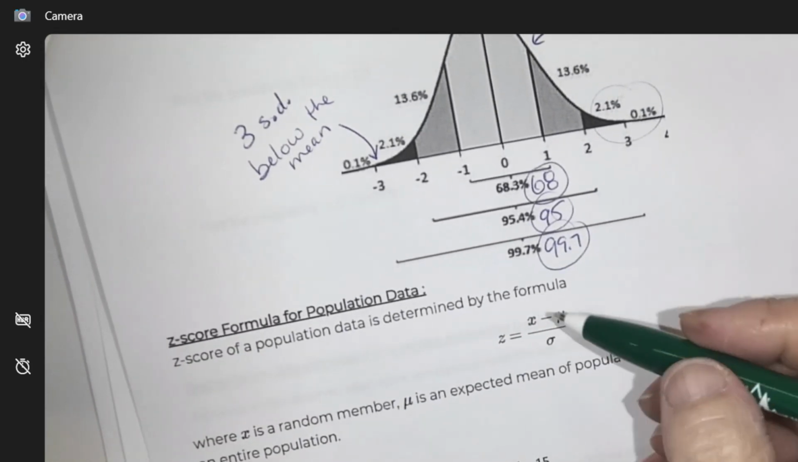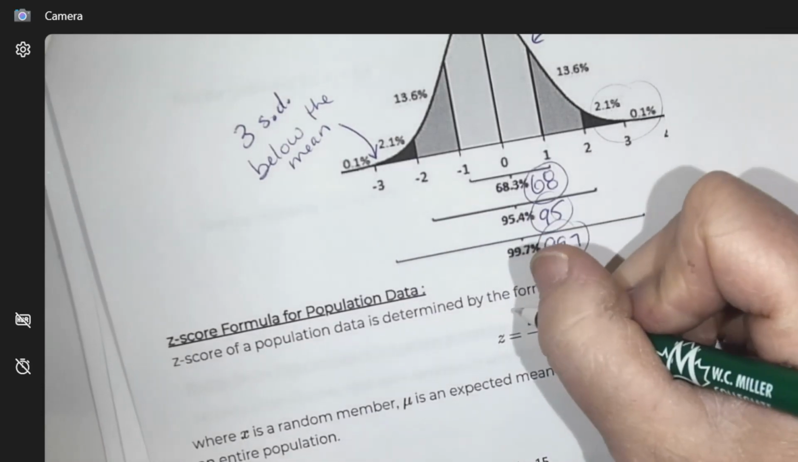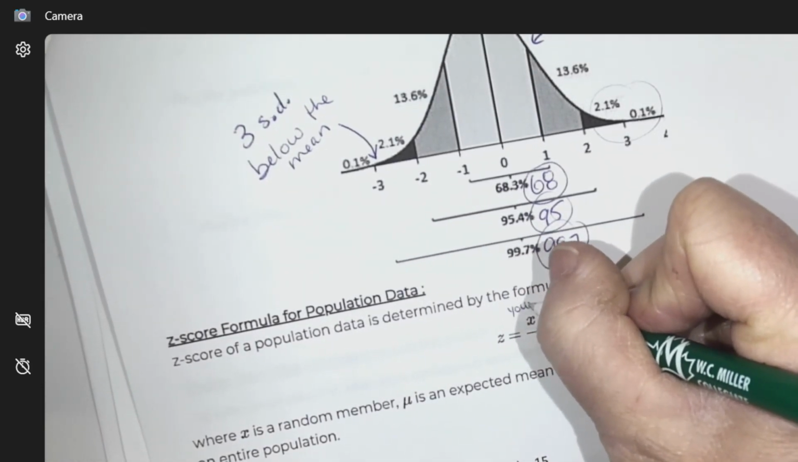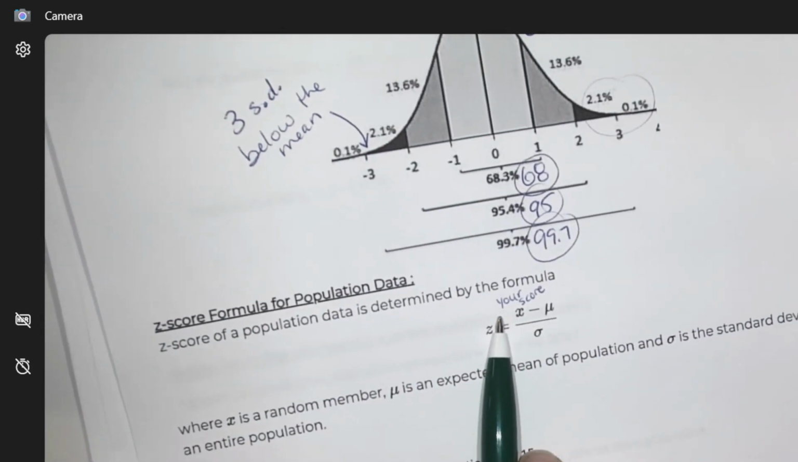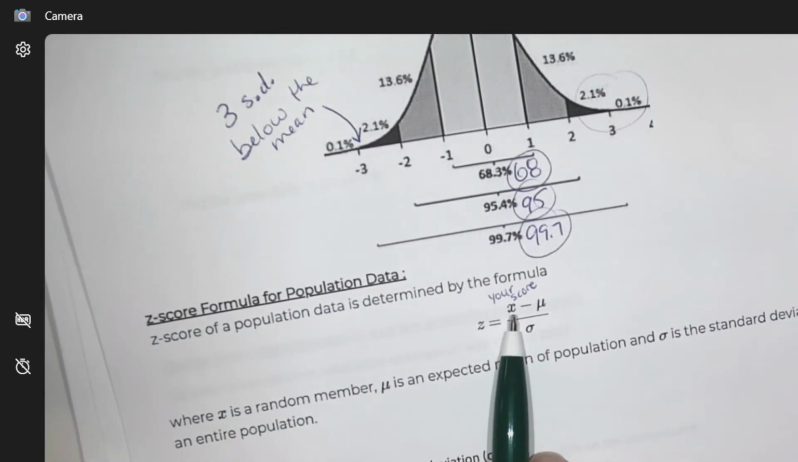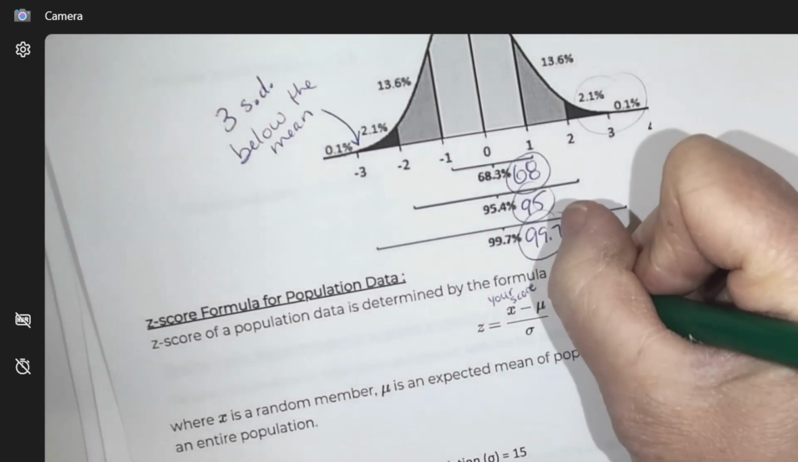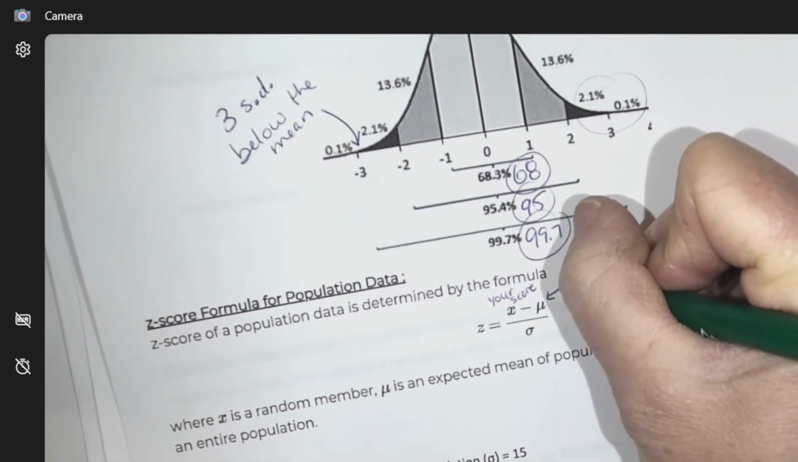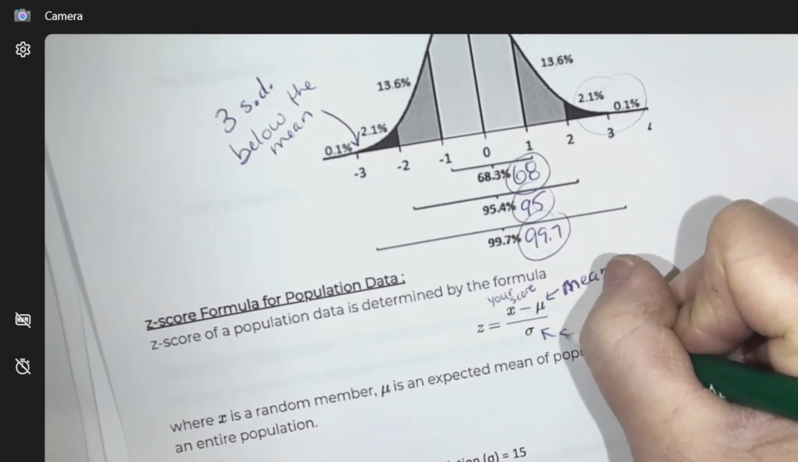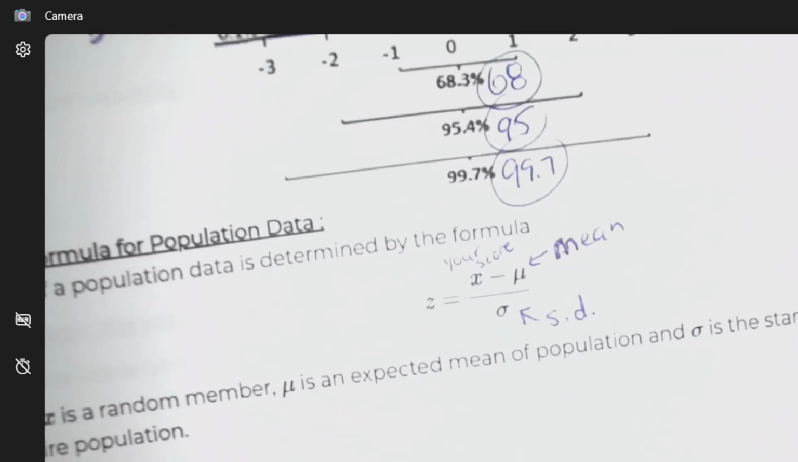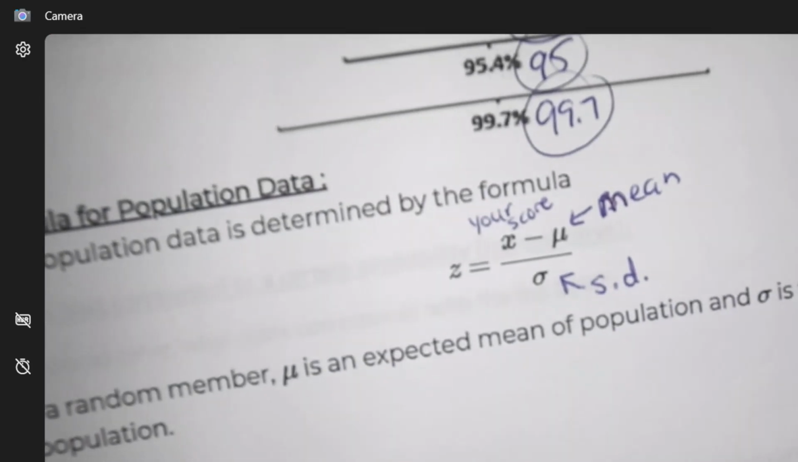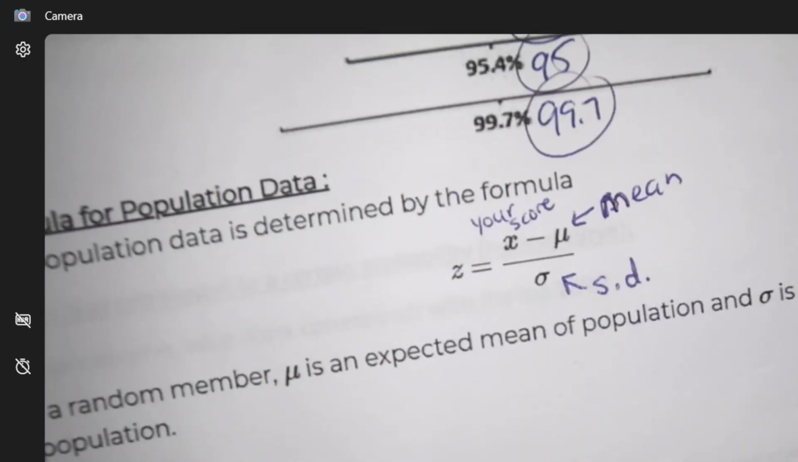Okay, so here's a formula. Z-score equals your score subtract the mean, divided by the standard deviation. Your score subtract the mean over the standard.